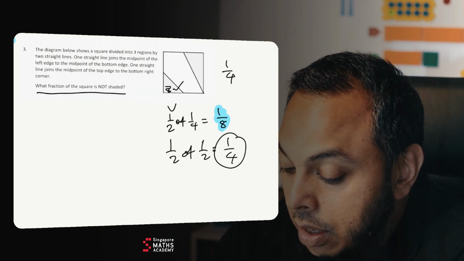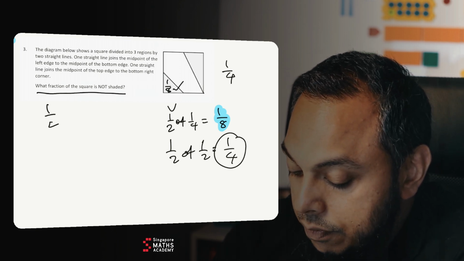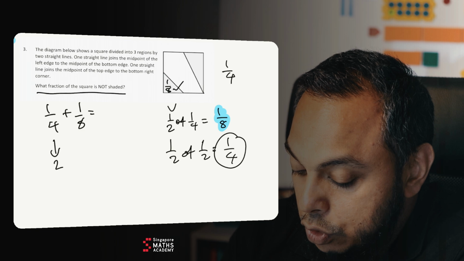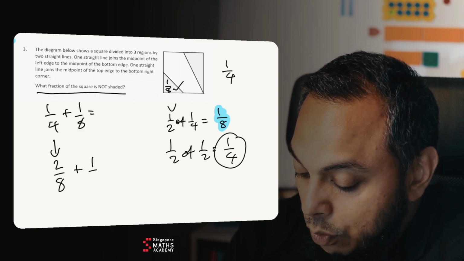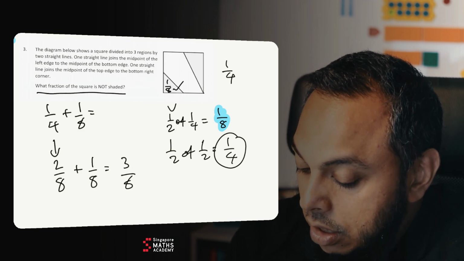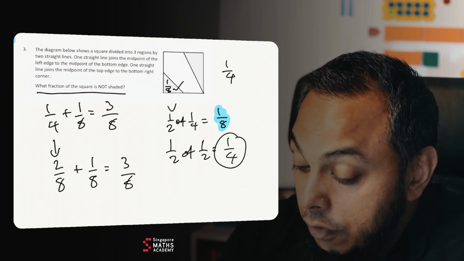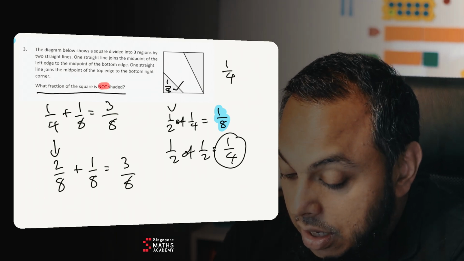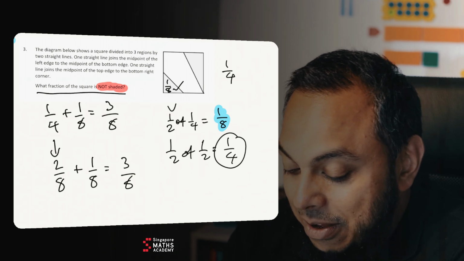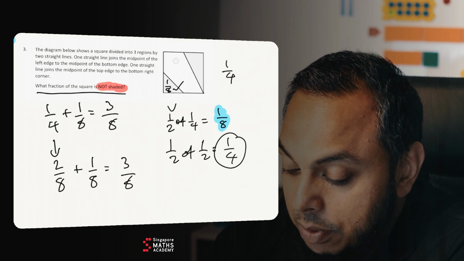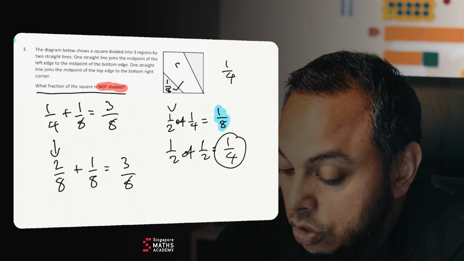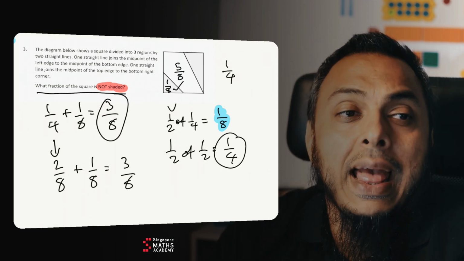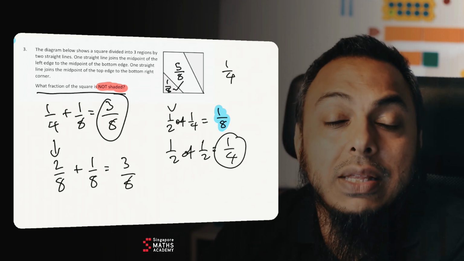and so a quarter add an 1/8 is equal to, well, a quarter is equivalent to 2/8, and 2/8 add 1/8 is 3/8. So we can say that 3/8 of the square is shaded, but the question cleverly asks what is not shaded. So this part must be the not shaded part, which must be 5/8. If 3 out of 8 equal parts are shaded, then 5/8 would be the unshaded part.